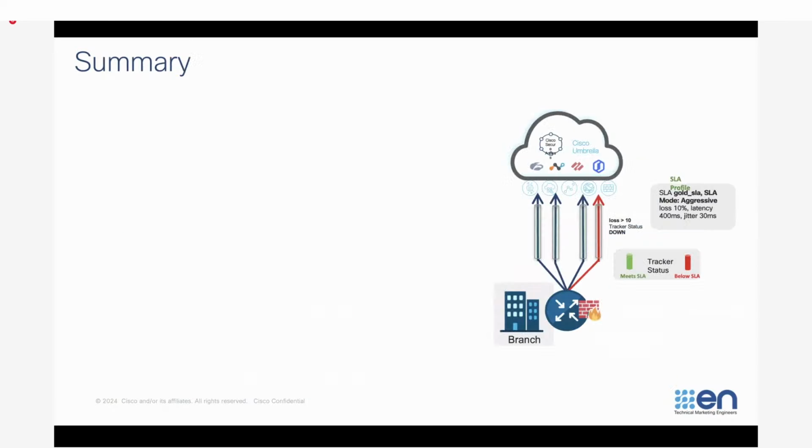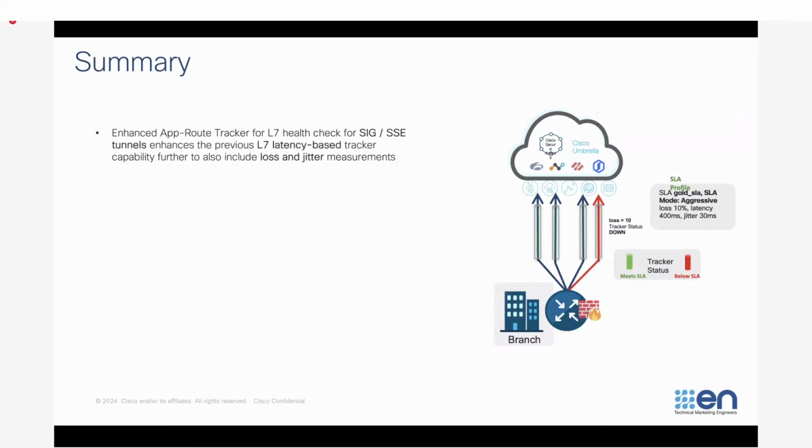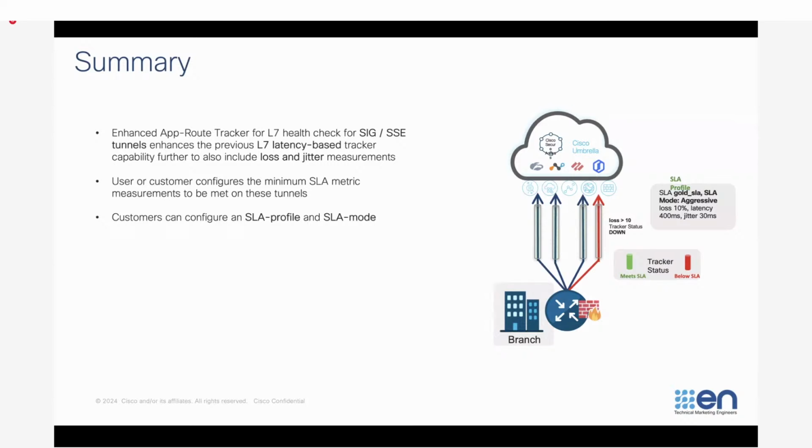So to summarize, the enhanced app route tracker for L7 health check enhances the previous, traditional tracker with L7 health check that was only supporting latency. Now we are adding loss, latency, and jitter, and we are measuring this SLA, and the user can configure this. And this is up to the user or customer to decide what are the minimum acceptable SLA metrics, like what is the minimum loss, what's the minimum latency that they can define. And then they can configure this, and they can set the mode.